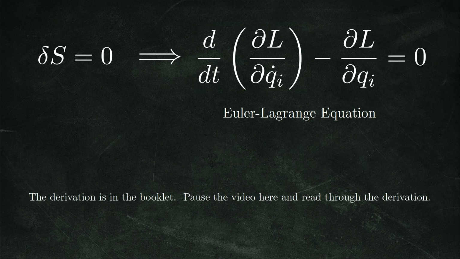Now, this derivation is in your booklet, or at the very least, the algebraic steps are in your booklet. I would pause the video here, read through the derivation, and annotate each line. If you can't do it, or there's a few steps you're stuck on, we'll go through them all on the next slide. Alternatively, there's some suggested reading in the booklet, which you can go to and it will explain the derivation.